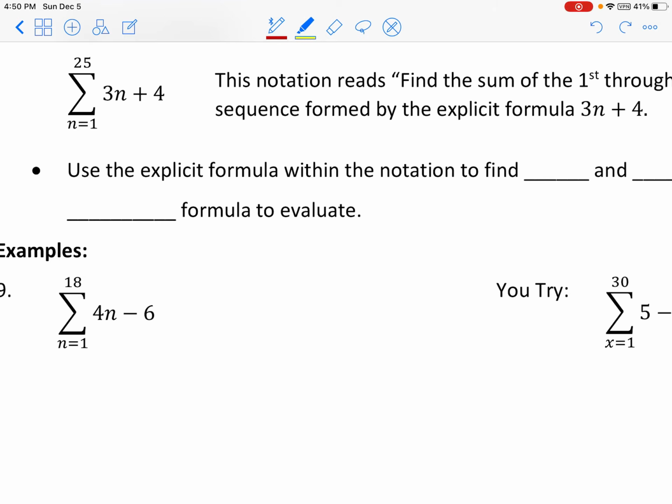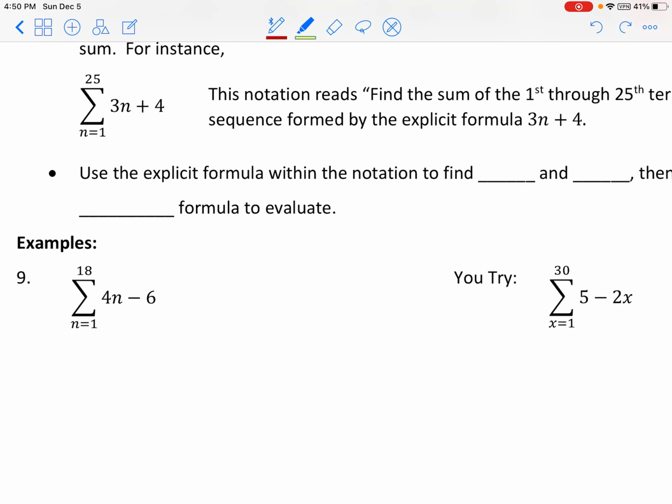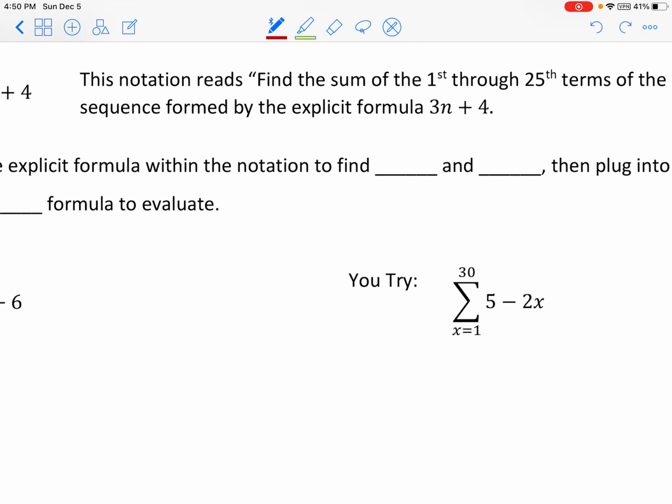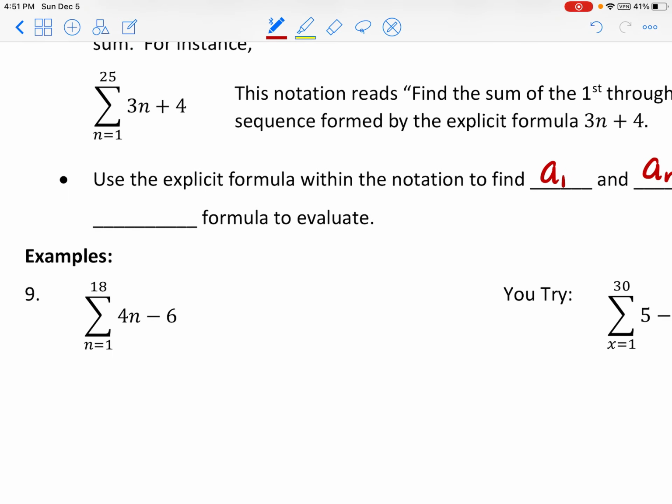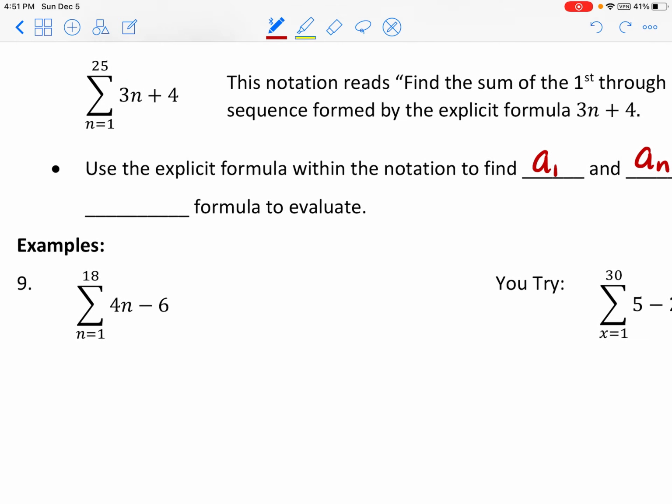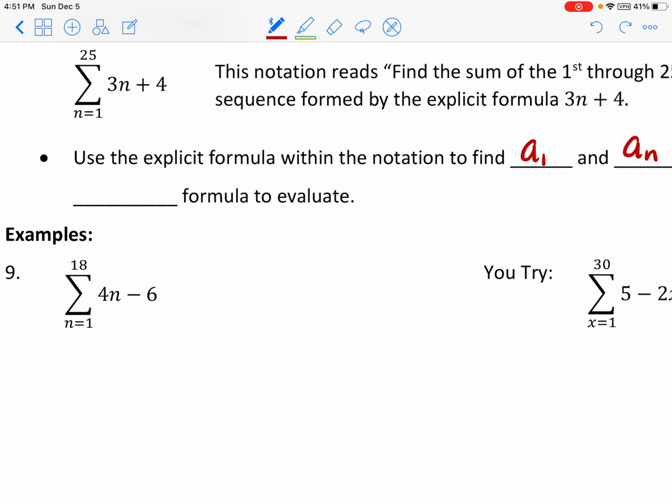Now, we're still trying to find a sum the way we did before. So if we want to find a sum, it's the same formula we just used. It's our sum formula. This is just a different way to read the question. We need to know the first term, we need to know the last term, and then we need to know how many terms there are. So we have to figure out what that first and last term is, because all we know is the rule that produces those terms. That's our explicit formula. So we're going to find a sub 1 and a sub n, find that first and last term using that explicit formula, and then we can use our sum formula.